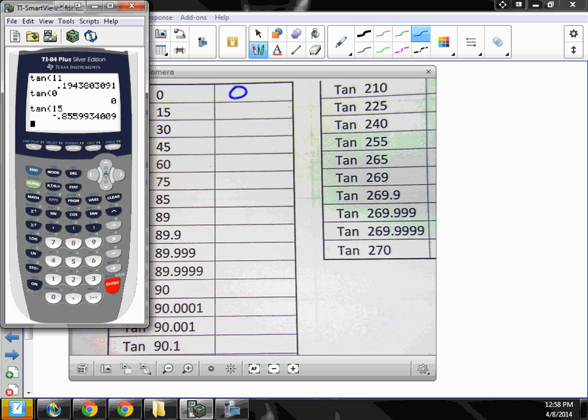Shouldn't tangent be positive in quadrant 1? Because the sine is positive and the cosine is positive?